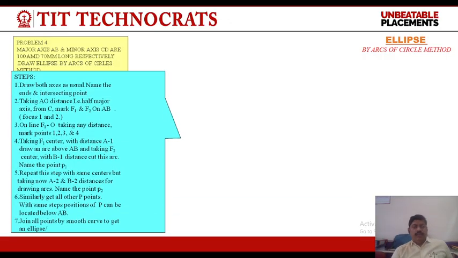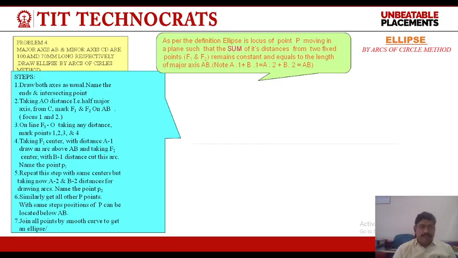Now the ellipse with the help of the arc of circle method. Major axis AB and minor axis CD are 100 mm and 70 mm long respectively. Draw the ellipse by arc of circle method. Draw both axes as usual, name the end and intersection points. Taking AO, distance L, half major axis, from C as center, mark F1 and F2 on AB. That is focus F1 and F2.